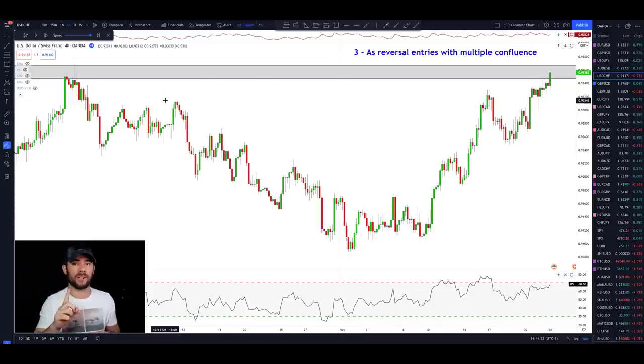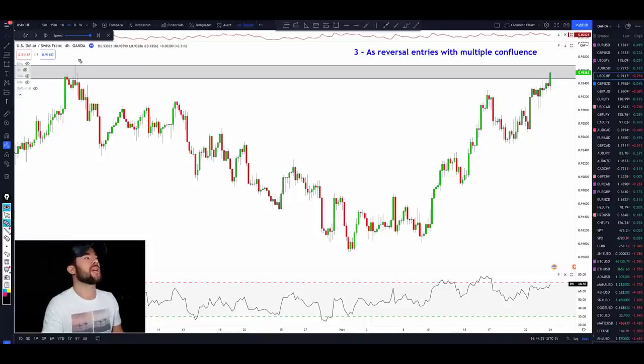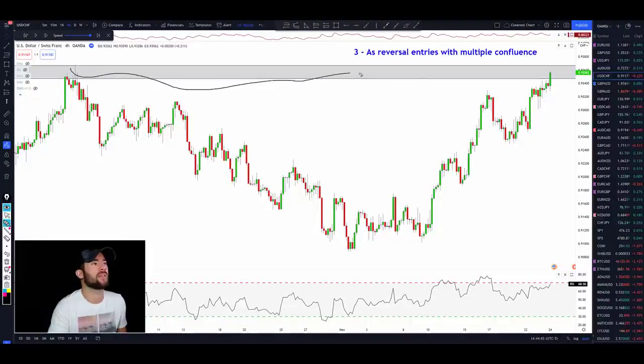The first thing I want to see, and this is my favorite combination of confluences to use for reversals, is I want to see price at a major level of structure. Because we're going short, that level of structure needs to be a level of resistance. I'm not going to spell all that out. You get it. So we're looking for price to be at a level of resistance.